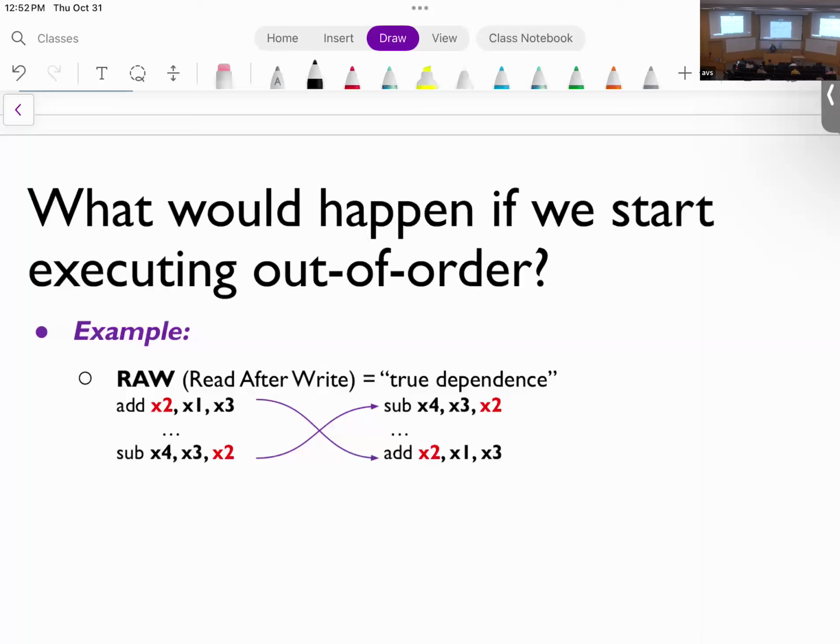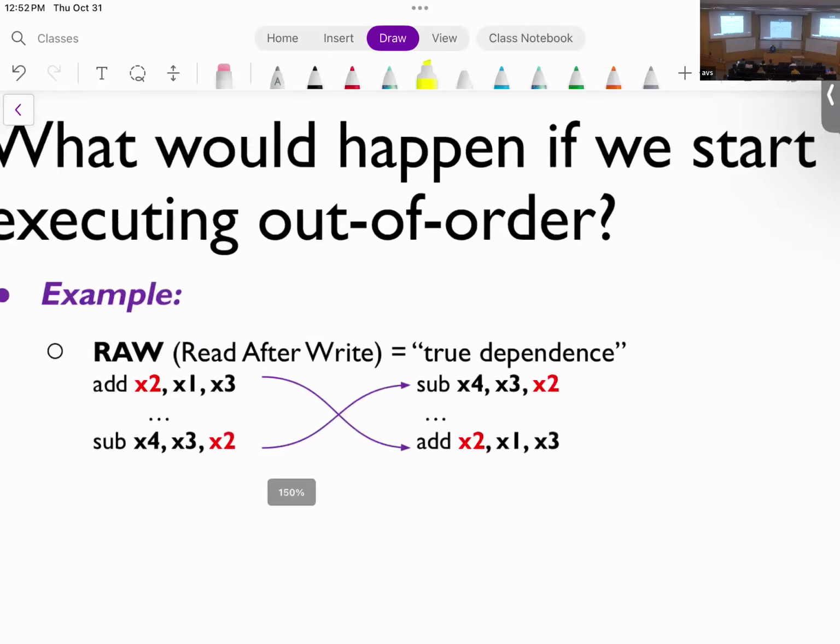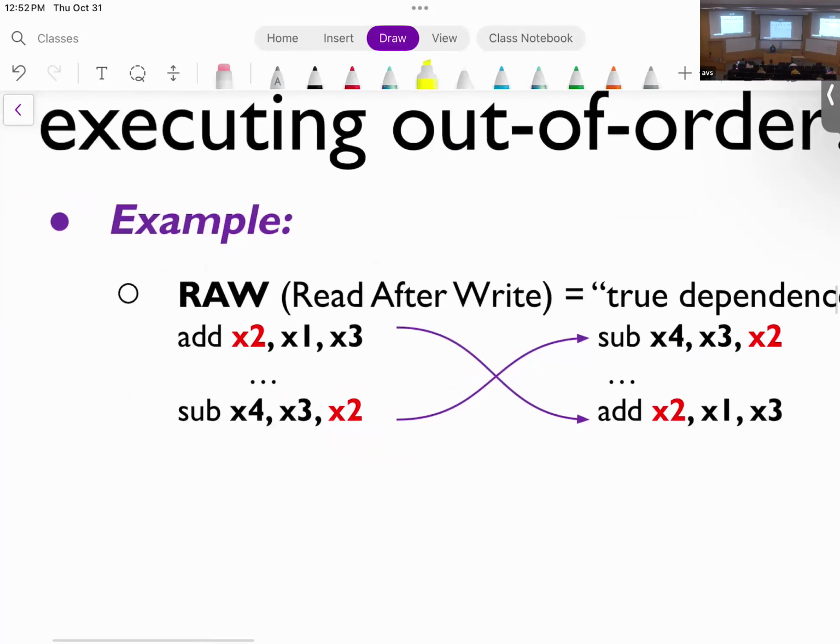So we had this old classic problem of read after write, the RAW data hazard. For example, we had add x2, x1, x3, and then at some point we're going to read x2. If you remember, we said that this is a problem. We call this RAW data hazard. We fix it by forwarding or stalling the processor.